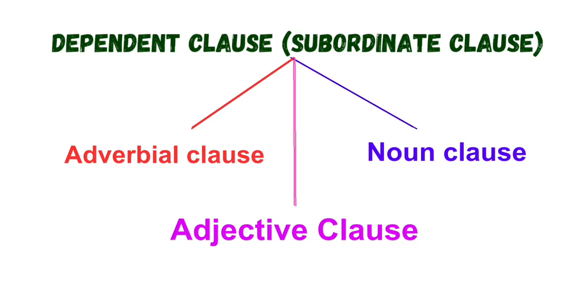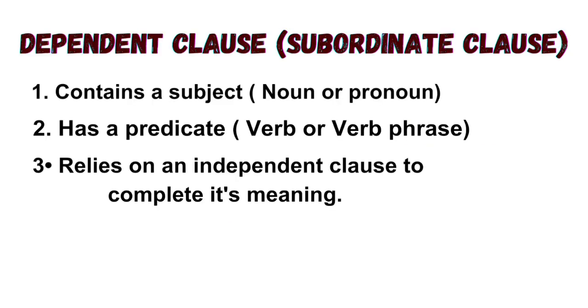Next we will discuss about dependent clause, that is also known as subordinate clause. Dependent clause has three main types: adverbial clause, adjective clause, and noun clause. Dependent clause also contains a subject, has a predicate, but it relies on an independent clause to complete its meaning. It cannot stand alone. These clauses always need an independent clause to complete its meaning.